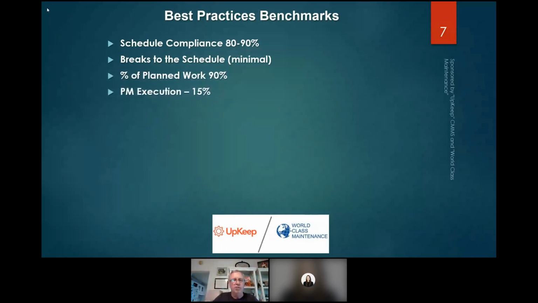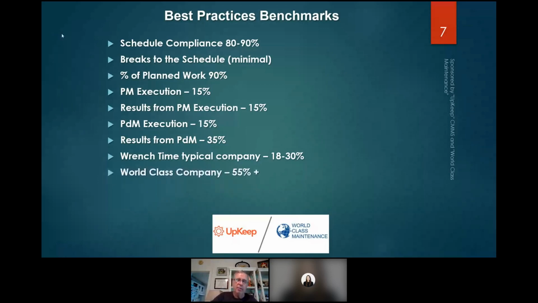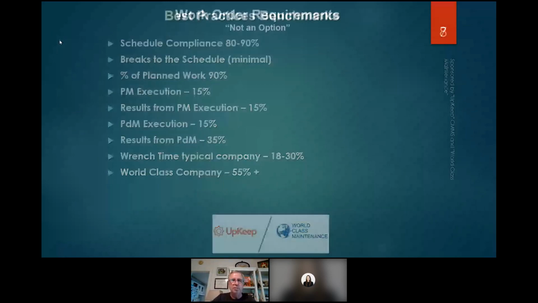PM execution, 15% of labor hours. Results from PM, from the PM execution, 15% of work. PDM execution, 15%. Results from PDM is 35%. So we get a lot more work coming out of PDM if we use it right, if we use predictive maintenance correctly. Wrench time: a typical company that I've seen, 18 to 30%, which is not bad, but world-class wrench time is 55 to 65%. Say world-class company, 55%. I've seen one at 65%.